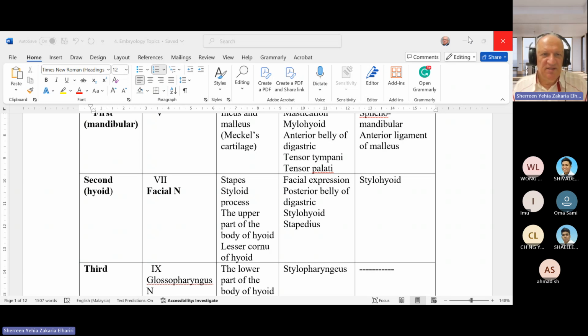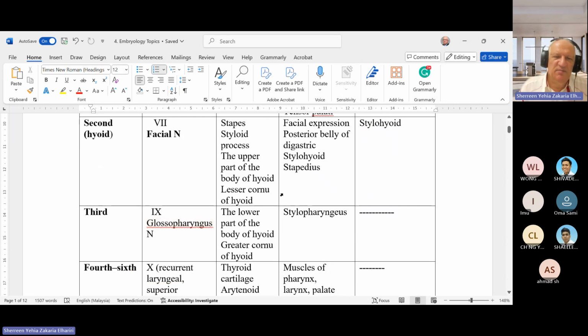It is important to know that the styloid process, although it is a single tiny bone, has three muscles attached. Stylohyoid is supplied by facial, stylopharyngeus by glossopharyngeal, and styloglossus by hypoglossal. So three muscles attached to one bone, each with a different nerve supply. Again, the facial nerve is very important: facial expression, including platysma, posterior belly of the digastric, stylohyoid, stapedius muscle, and the ligament is stylohyoid.